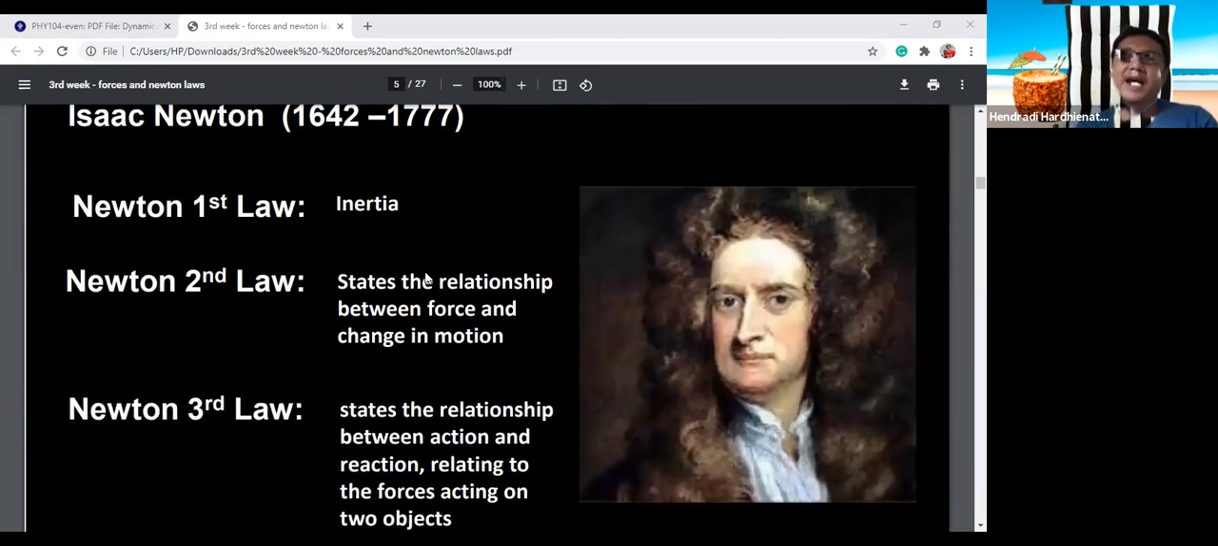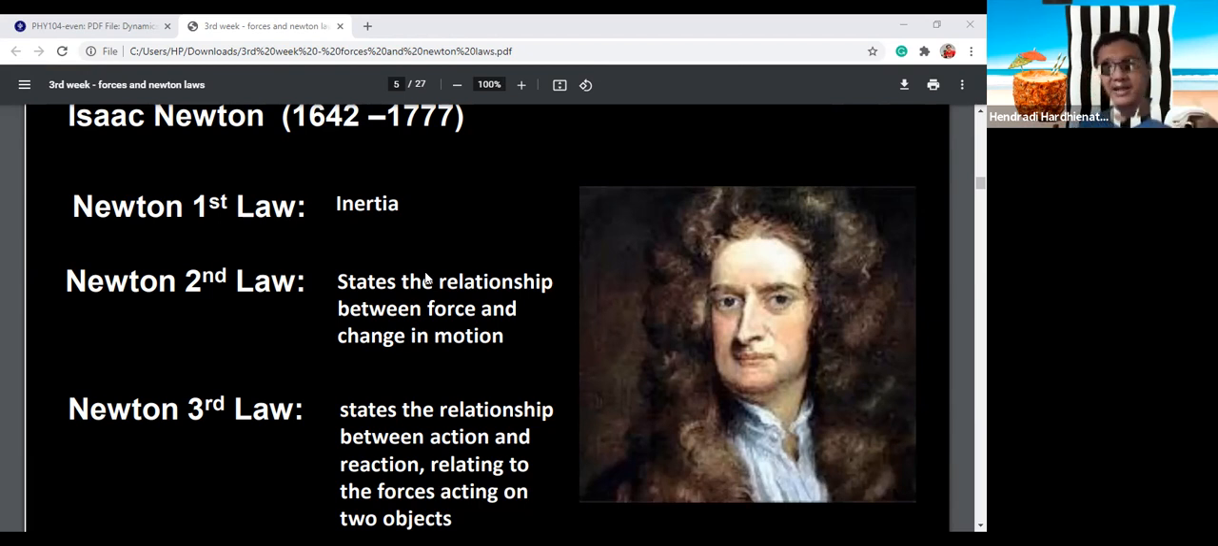This is the scientist who gave very important contributions to mechanics. He is the first one to really formulate the relation between force, acceleration, and mass. We know that there are three laws of motion, of which the first tells us about the property of a body to maintain, to keep its initial velocity, resistant to changes. We call this inertia.